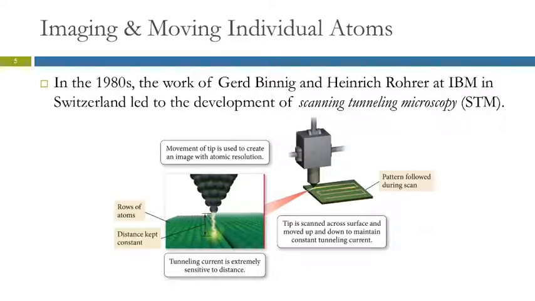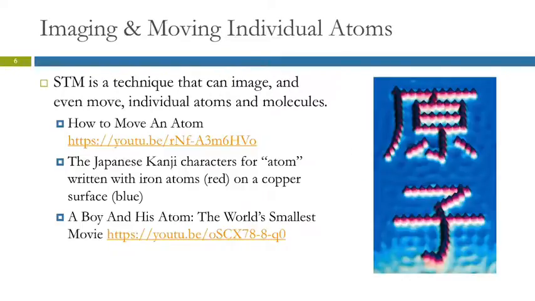Scanning tunneling microscopy is a technique that we can use to image and even move individual atoms and molecules. This image here is one of the Japanese characters, the two Japanese characters that represent the word atom. And it was written with iron atoms on a copper surface. So each of those little cone-shaped lumps is an atom. And they can be moved.